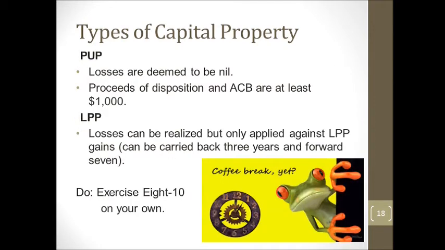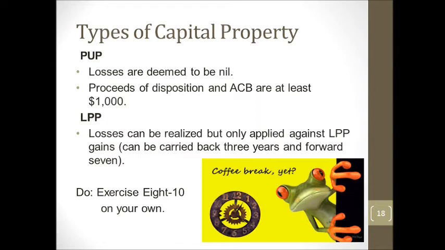Moving on to the next slide, with respect to personal use property, losses are deemed to be nil. Therefore, they're never deductible. So losses on personal use property are never allowed. Most personal use property would depreciate over time. So therefore, when one disposes of personal use property, the majority of the time it would be at a loss. Only gains on the disposition of personal use property would be realized for tax purposes.